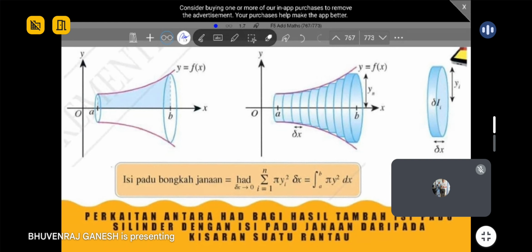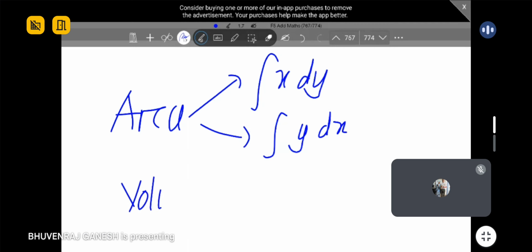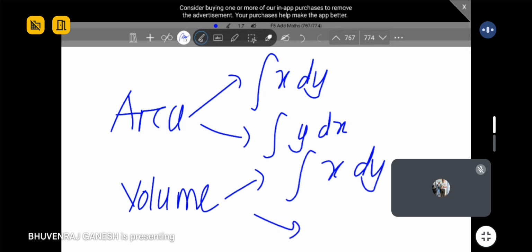Okay guys. Looks very complex, right? Volume. Dia nampak sangat kompleks. Kamu lihat rajah ni. Okay. Very simple. I use another page to explain to you all. Okay guys. So about volume, right? Integration. We got two parts actually. Same for area. If you still remember, area, kamu kamirkan x dy or y dx. Am I right? So volume, also same concept. Kamu kamirkan x dy and also y dx.